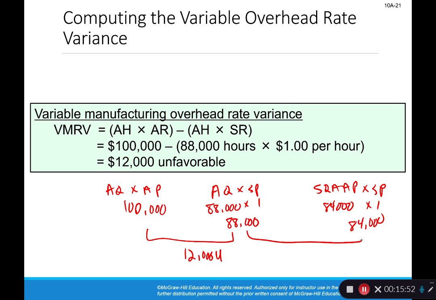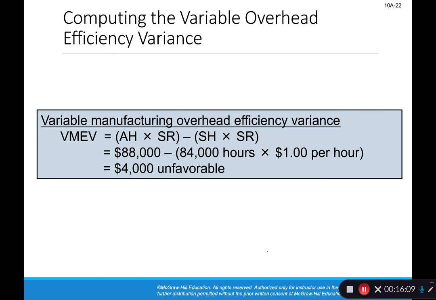So that means our efficiency variance is going to be 4,000, and that's going to be unfavorable as well, because I spent 88 when I was allowed to spend 84, or I used 88,000 hours when I was allowed to use 84. And there it is in algebraic form, the 4,000 unfavorable efficiency variance.